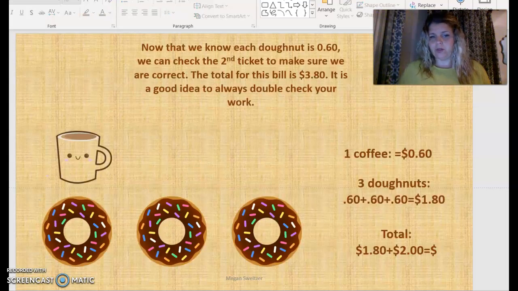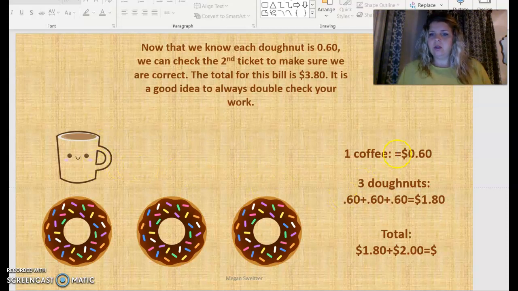Okay, but there's another part of the problem. And so we want to make sure this total is correct, compare it with the first one, and if our math adds up, then we've solved the problem. Now remember, we already know that the donut is 60 cents a piece, so we can check it with a second ticket to make sure that our totals are correct. So this bill is $3.80. Remember, it's always a good idea to double check your work if you have time.